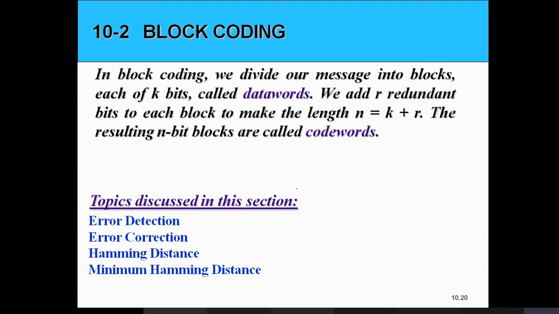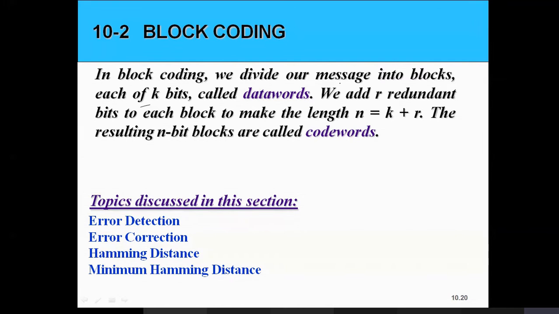So let me go to the first method called block coding. Block coding and convolution. Convolution is not part of that, I will not be touching upon that. So next we'll move on to block coding. So here, what is the meaning of block coding? This is mainly used for error detection, and error detection and correction.